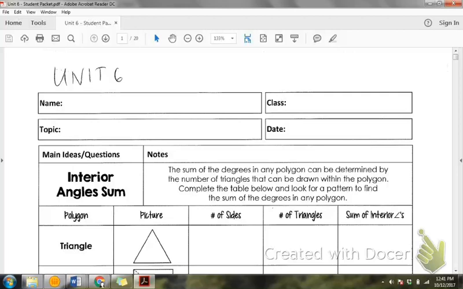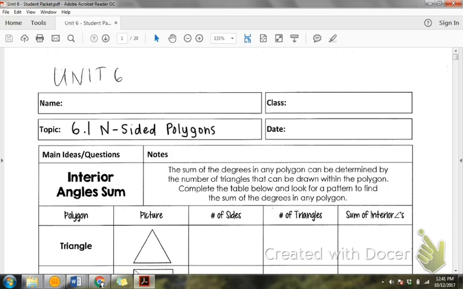All right, this is lesson 6.1, and we're going to call this lesson In-Sided Polygons. The n stands for the number of sides.